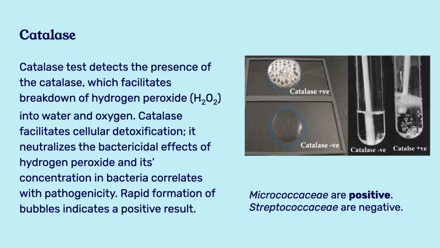Catalase is one of the most important tests used for the differentiation of gram-positives in the clinical laboratory. The catalase test detects the enzyme catalase, which breaks down hydrogen peroxide into water and oxygen. When hydrogen peroxide is added to a colony, rapid bubbling indicates a positive result. An absence of bubbling indicates negative. Staphylococcus and Micrococcus are catalase positive, while Streptococcus and Enterococcus are catalase negative.